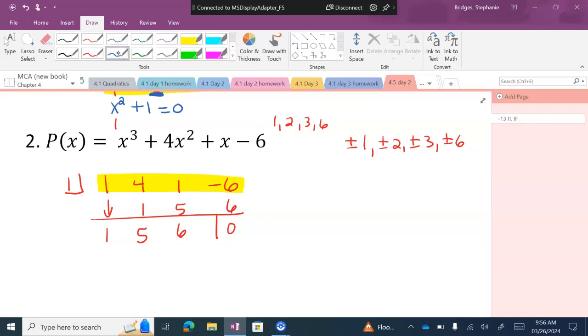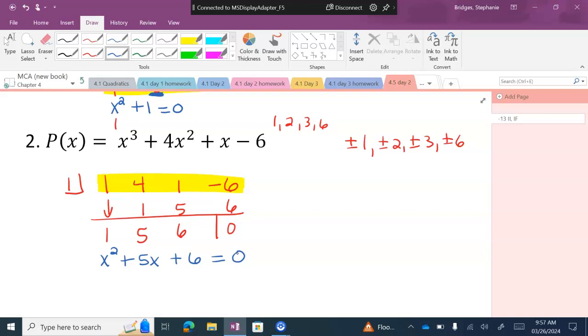All right, so we found one solution, which was all we needed because we started with an x to the third. So let's look at our quadratic. It's going to be 1 what? X squared, and then plus 5x, and then plus 6. And now we have to solve this thing.